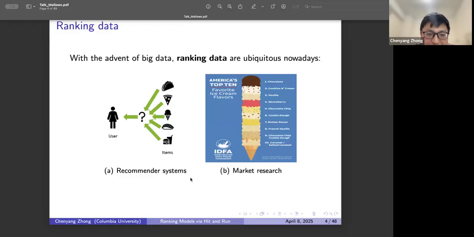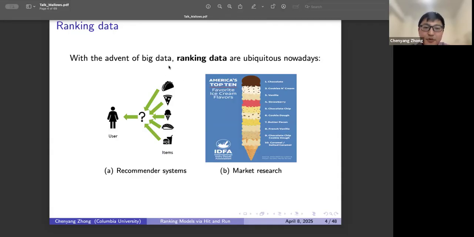In panel A, ranking data has been used a lot in recommender systems. A recommender system wants to give personalized recommendations of items to particular users. There can be a lot of users, and each user can have her or his own preferences. The recommender system would provide a list such that the user can see whether they want to purchase or not. So this would involve a ranking of different items for each particular user.